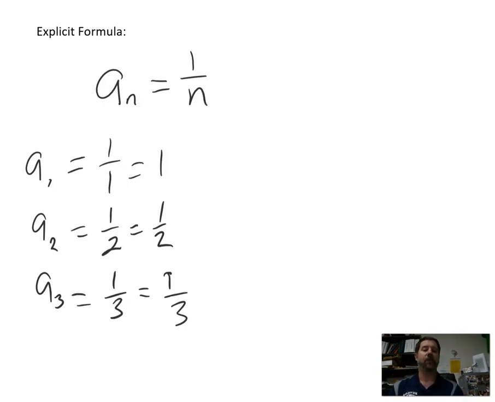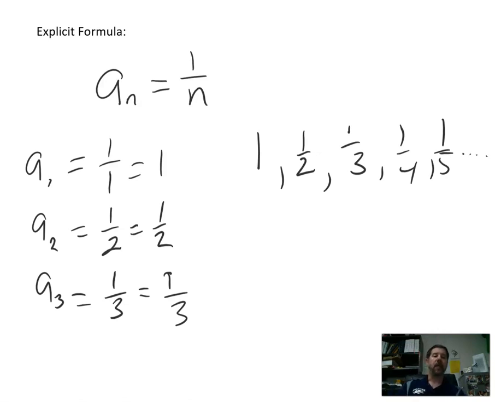So this explicit formula is describing the sequence 1, and then 1/2, and 1/3, and 1/4, and 1/5, and so on, right? Not plus signs. A sequence is just the list of terms: 1, 1/2, 1/3, 1/4, 1/5.